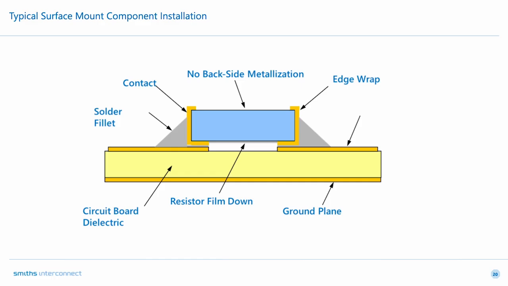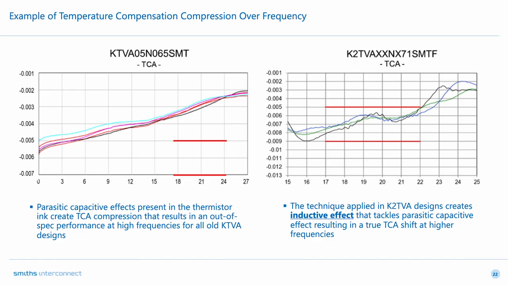All right, now I'd like to discuss something called temperature compensation compression. I think this is important to touch on. So temperature compensation compression: the ThermoPad tool we were just looking at, all of the calculations are made at DC, which right now we're talking about RF circuits, so DC doesn't help very much.